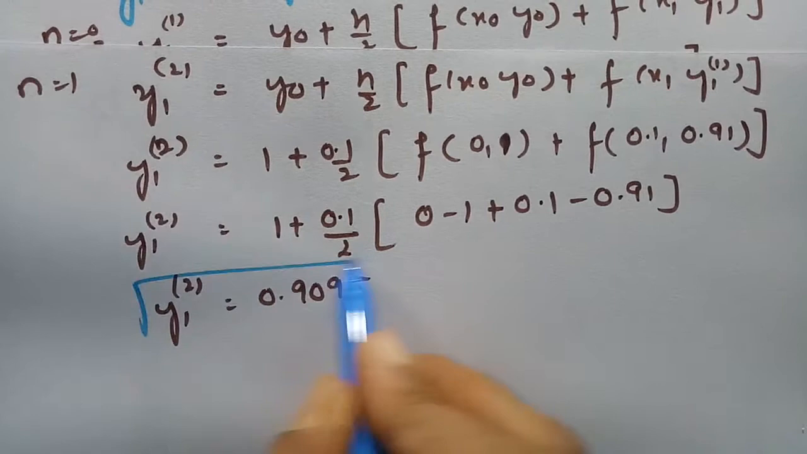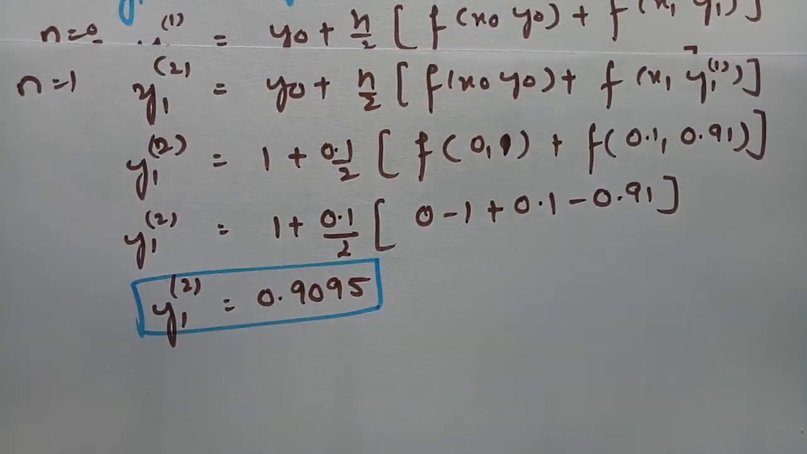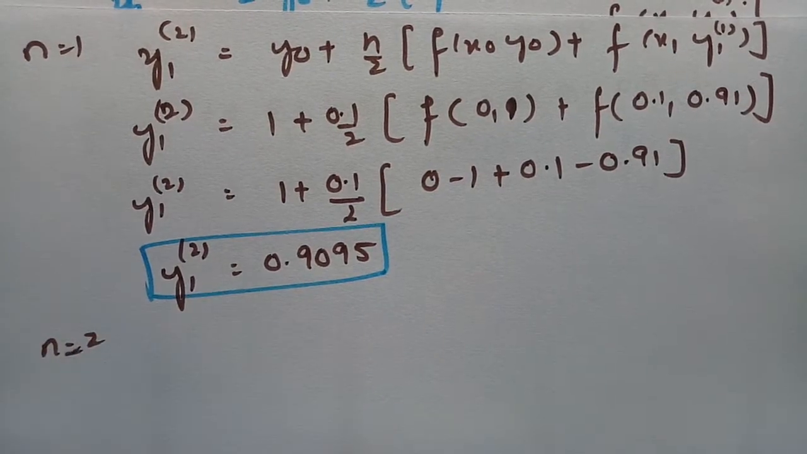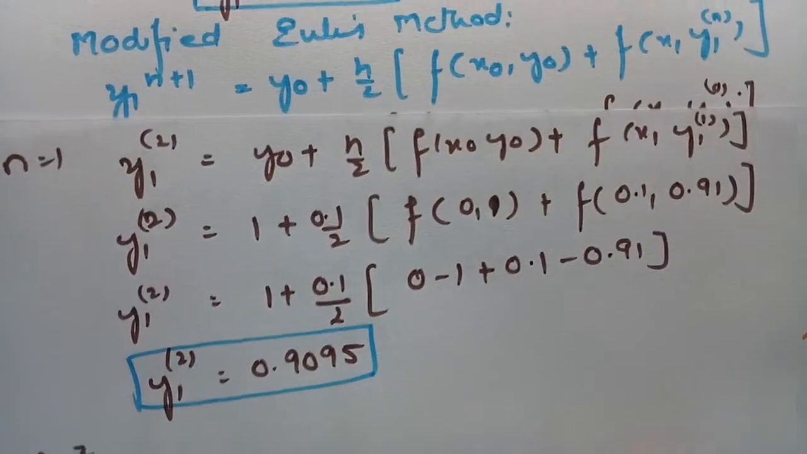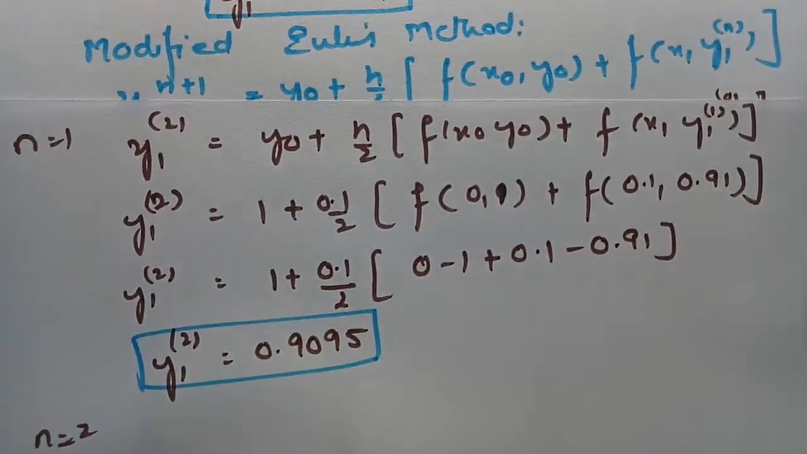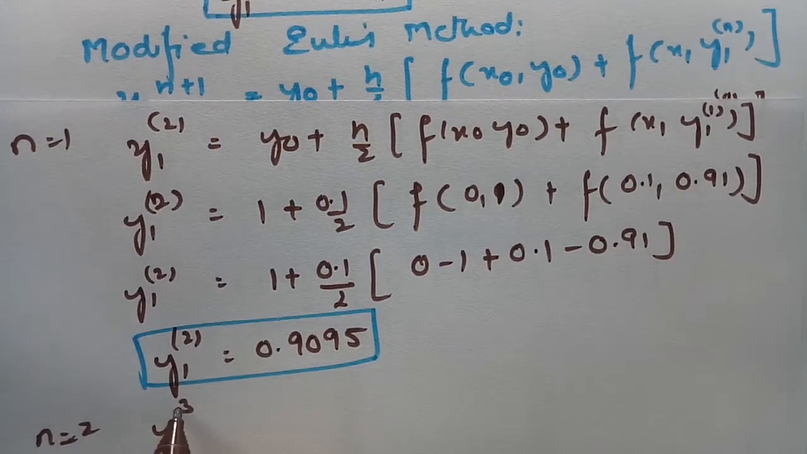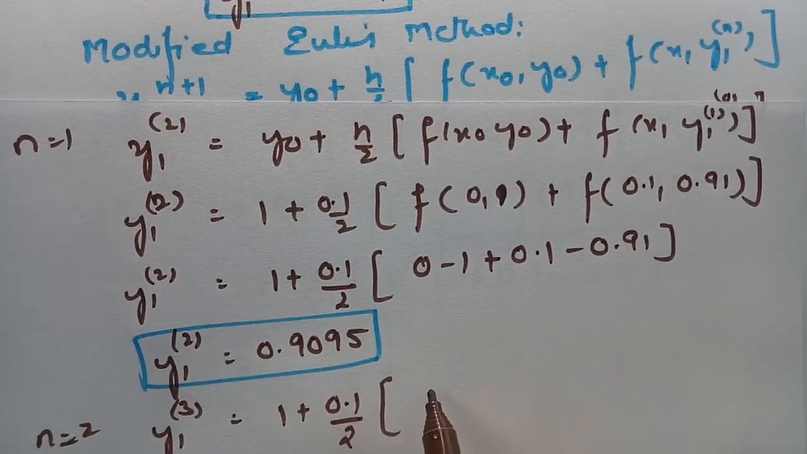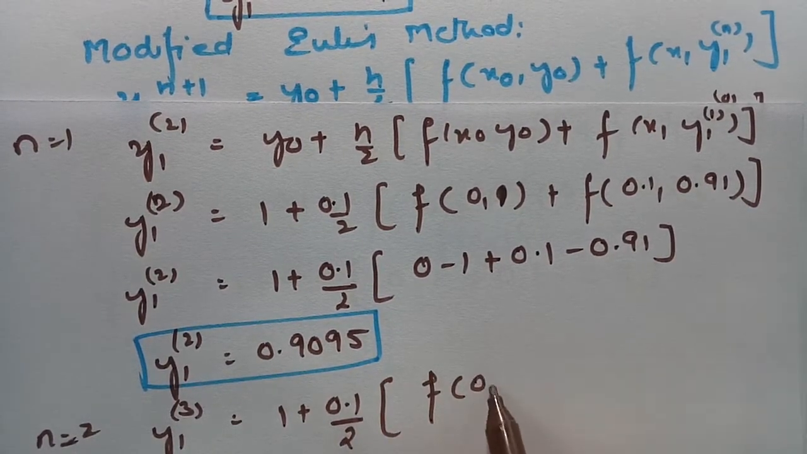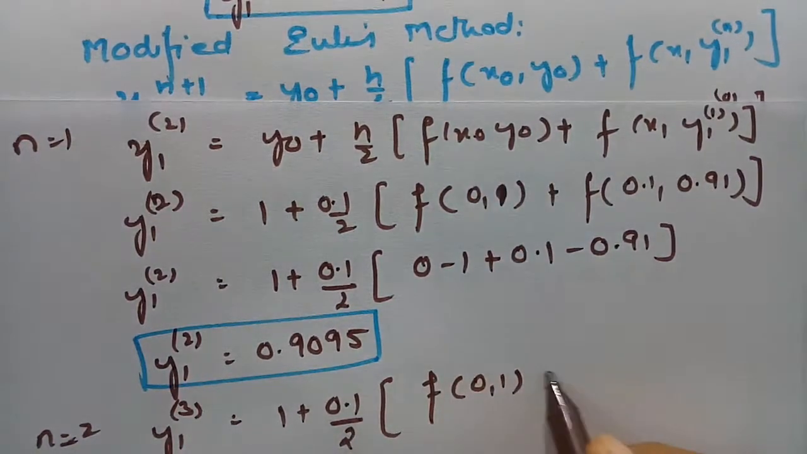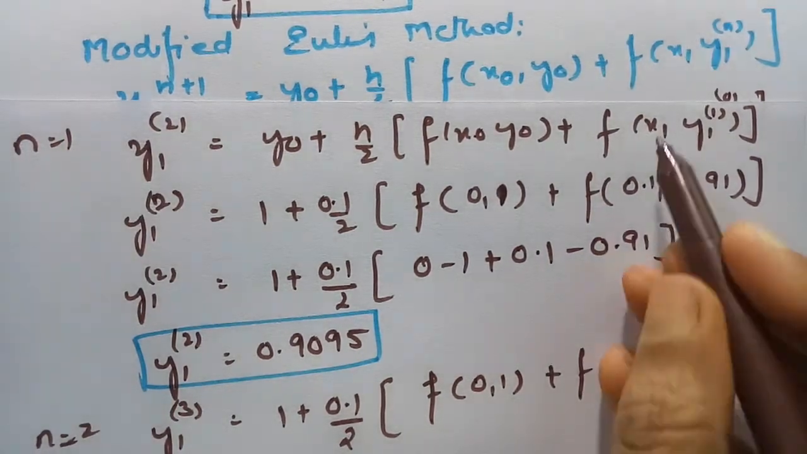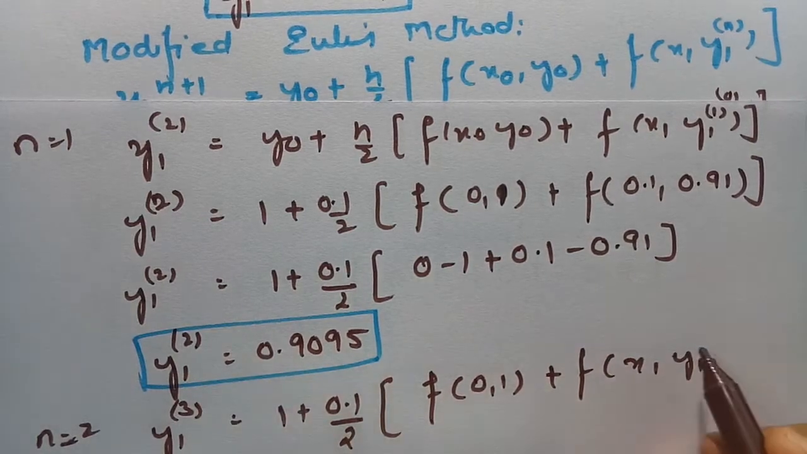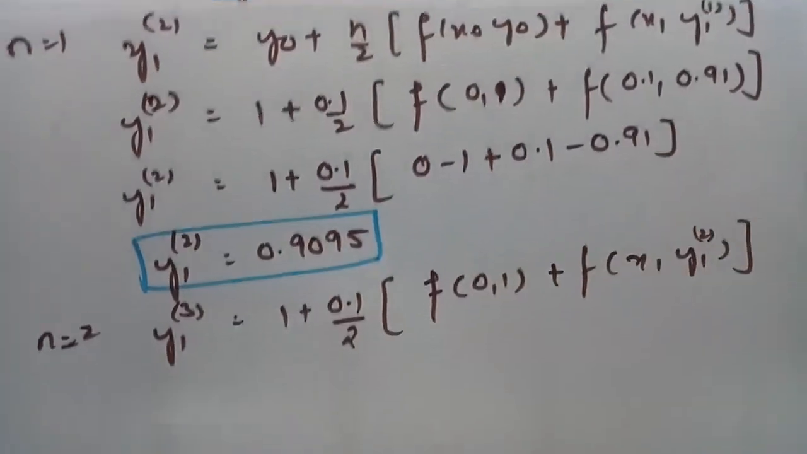0.9095. So if I keep n equal to 2 now, see what will happen in the same formula. If I keep n equal to 2, the values don't change. This is y1 at the third approximation is equal to 1 plus 0.1 by 2. This is f of 0 comma 1, x0, y0 same, and f of x1, and y1 at this second approximated value.